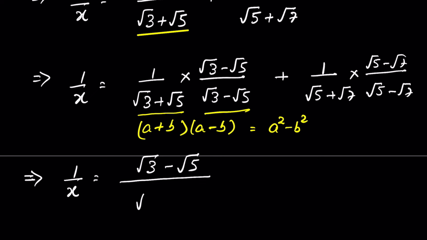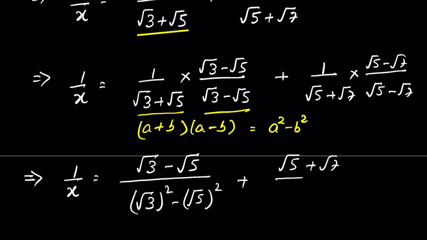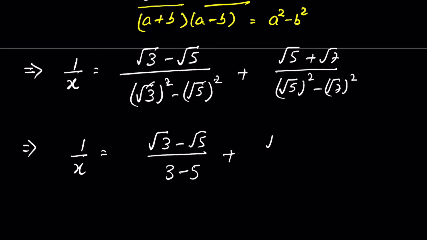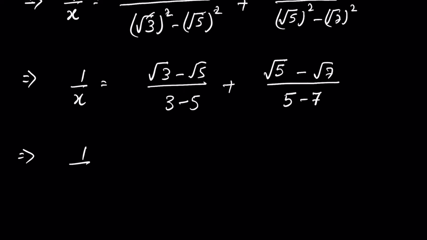So we can write here square root of 3 square minus square root of 5 square, plus square root of 5 plus square root of 7 upon square root of 5 square minus square root of 7 square, or 1 upon x is equal to square root of 3 minus square root of 5. Remove the square root with the square, so it is 3 minus 5, plus square root of 5, sorry, here it is minus square root of 7, upon 5 minus 7, or 1 upon x is equal to square root of 3 minus square root of 5 upon minus 2.